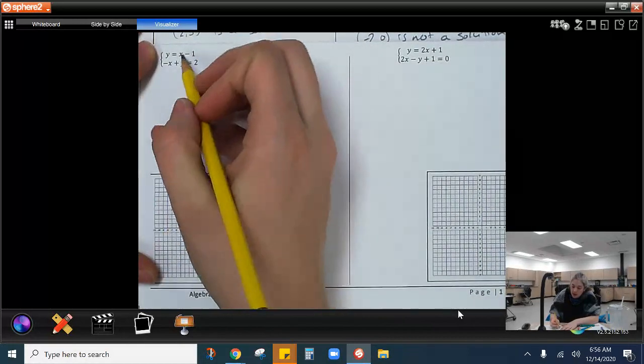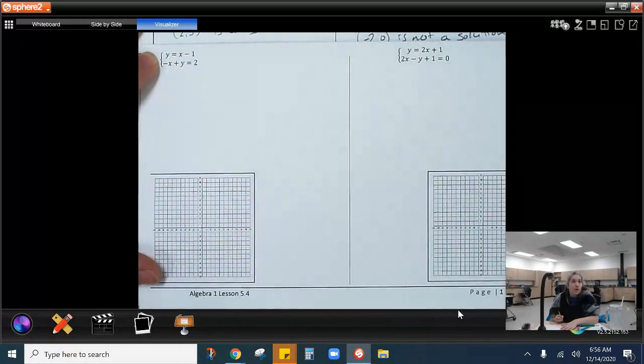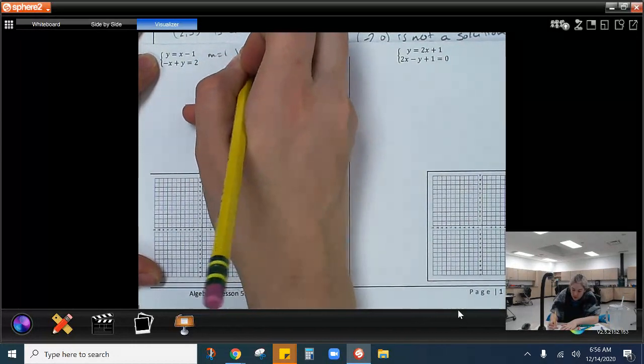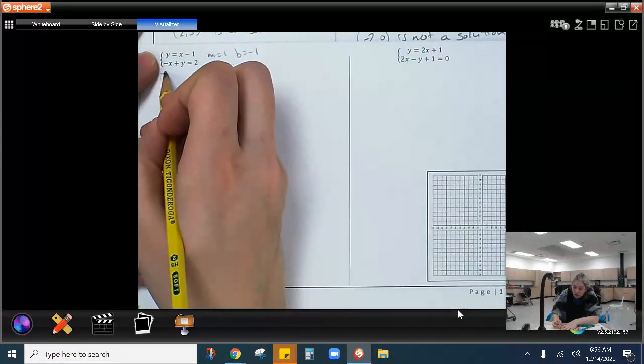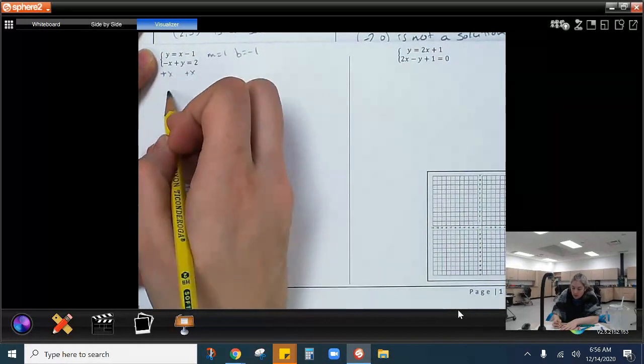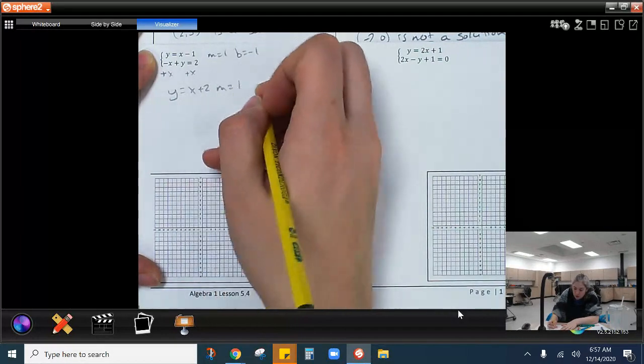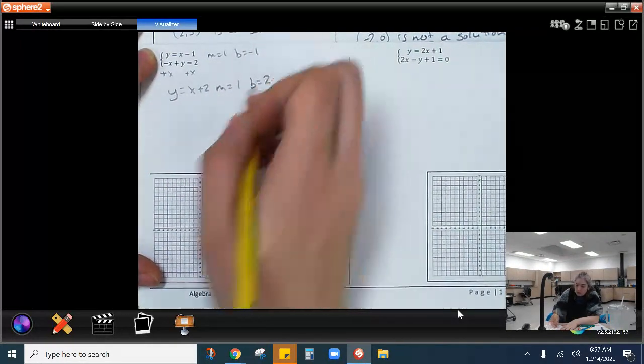So for this one right here, we already have y equals x minus 1. So it's in slope-intercept form. Our slope is 1, and our y-intercept is negative 1. For this one, I actually have to solve it, so I need to add x on both sides. So we get y equals x plus 2. And now we know our slope is 1, and our y-intercept is 2.